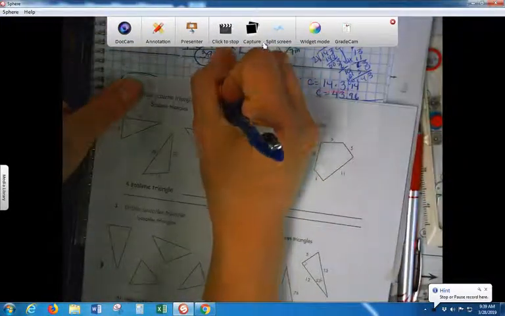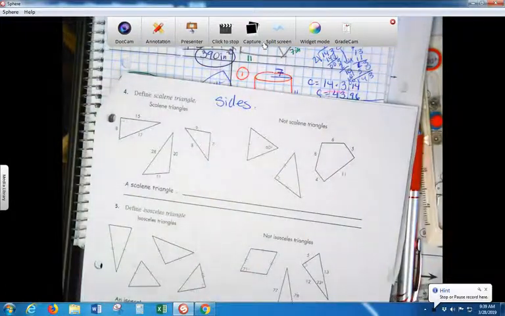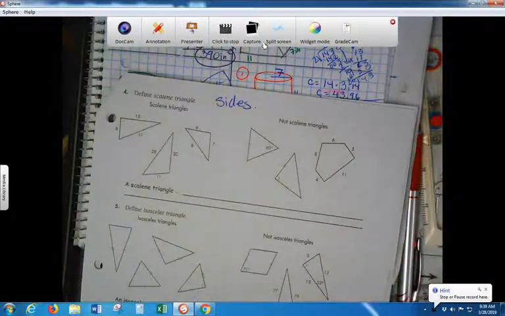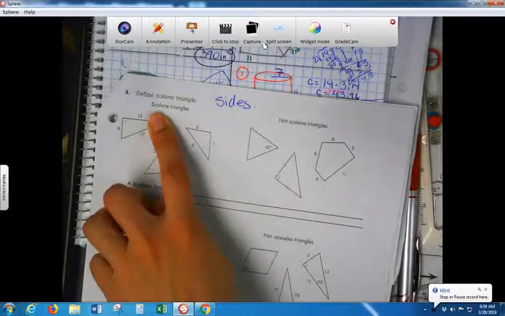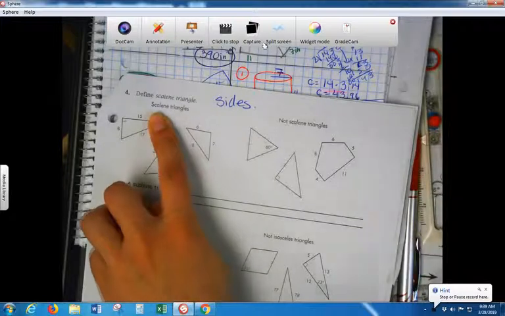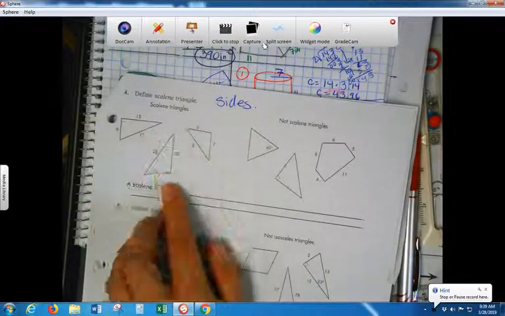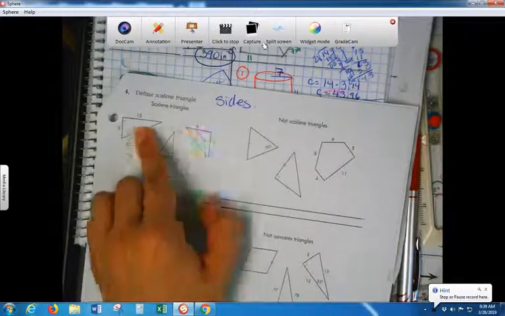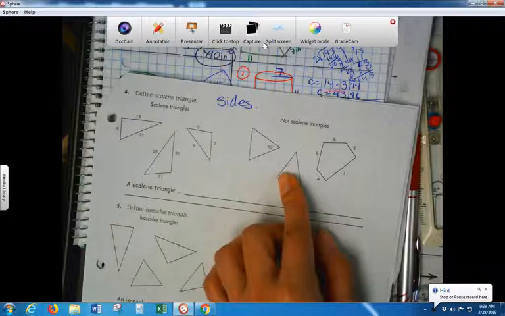Now, on the other side, we are going to be looking at the sides. Okay. This is pronounced scalene. Raise your hand if you ever heard of the word scalene. Awesome. Very good. So about half of you. Okay, so look at these triangles that are scalene. Look at these triangles that are not scalene. I'll ask someone to define it in a second.